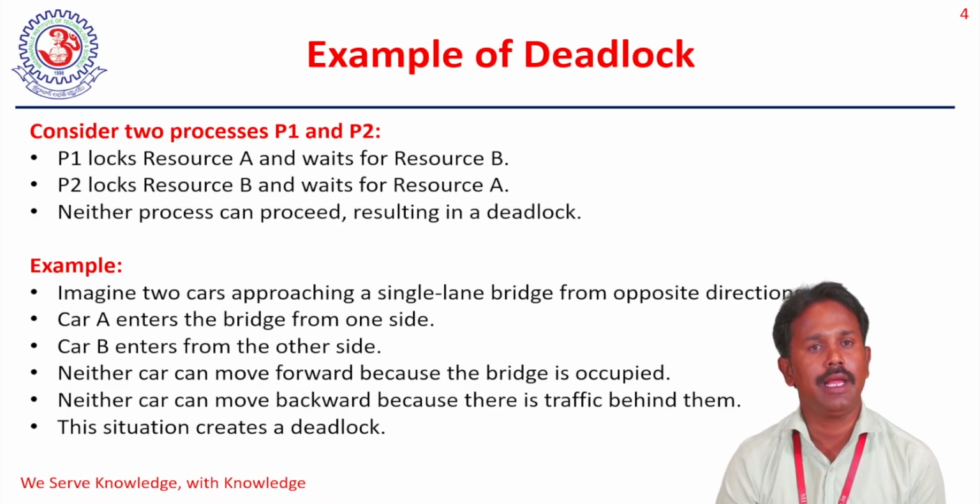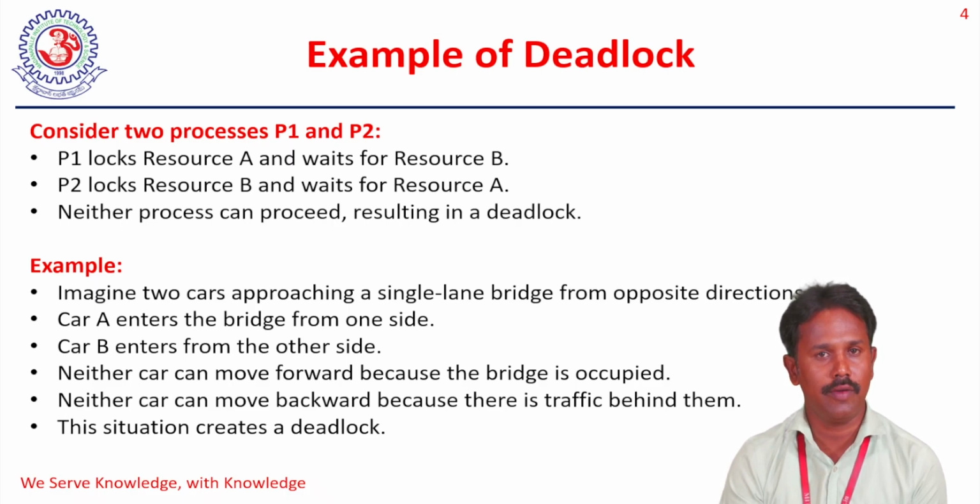Another real-time example of deadlock. Imagine two cars approaching a single lane bridge from opposite directions. Suppose car A enters the bridge from one side, and car B enters from the other side. Neither car can move forward because the bridge is occupied. Neither car can move backward because there is traffic behind them. So this situation creates a deadlock.